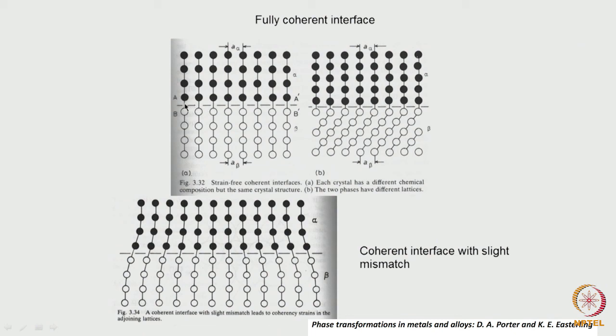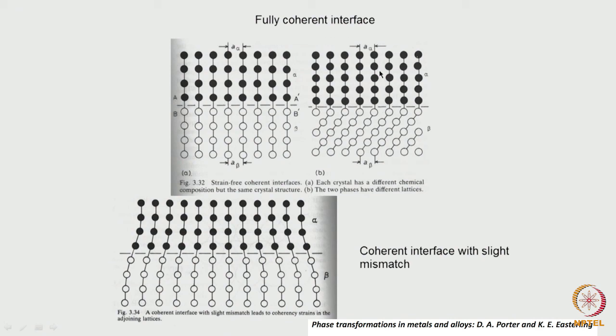In such cases, we'll find that the lattice continuity is maintained across the interface. If the lattice parameter also turns out to match perfectly, then the coherency strain in this particular case will be 0, correct? Because if the lattice parameter is the same, it is perfectly coherent, right? That's one case. But still, the interfacial energy will be there, because the chemical composition here and across the interface is going to be different. So interfacial energy will come.